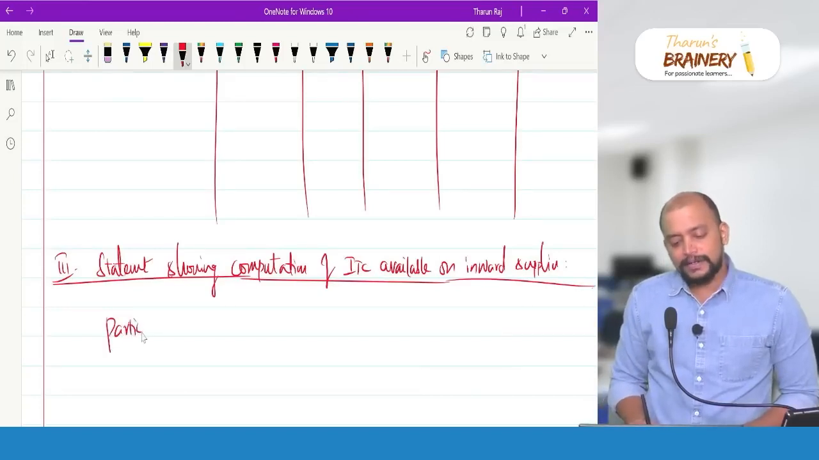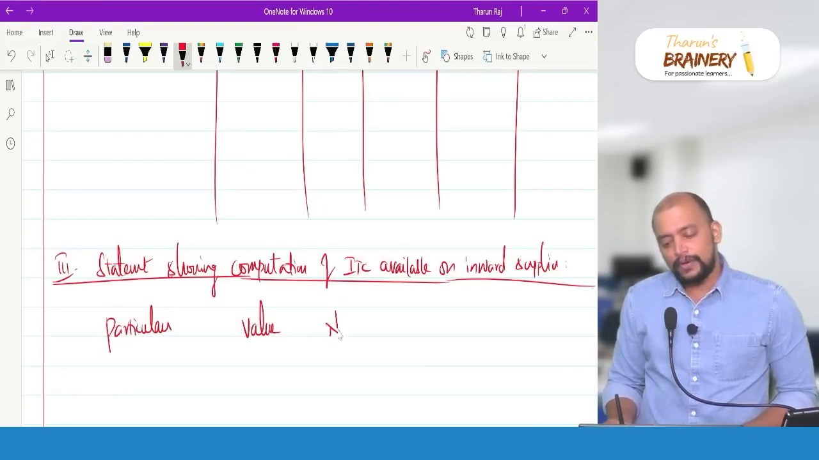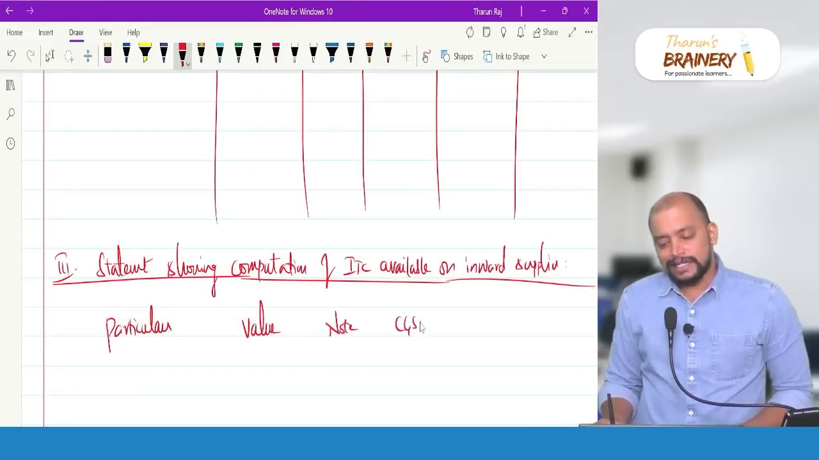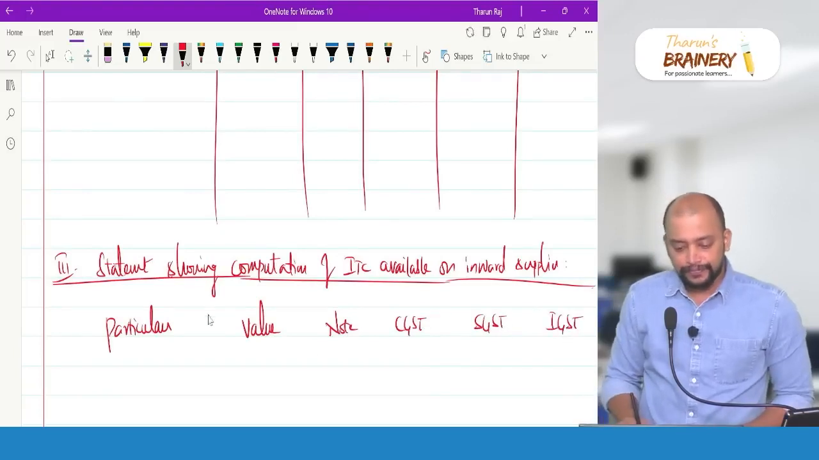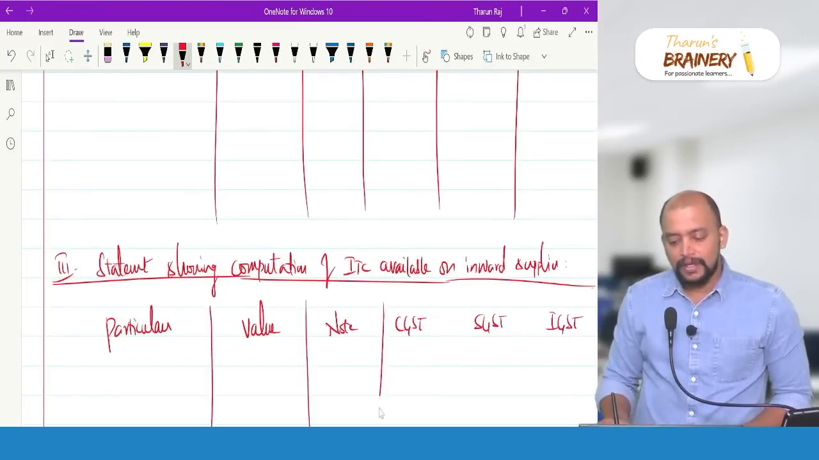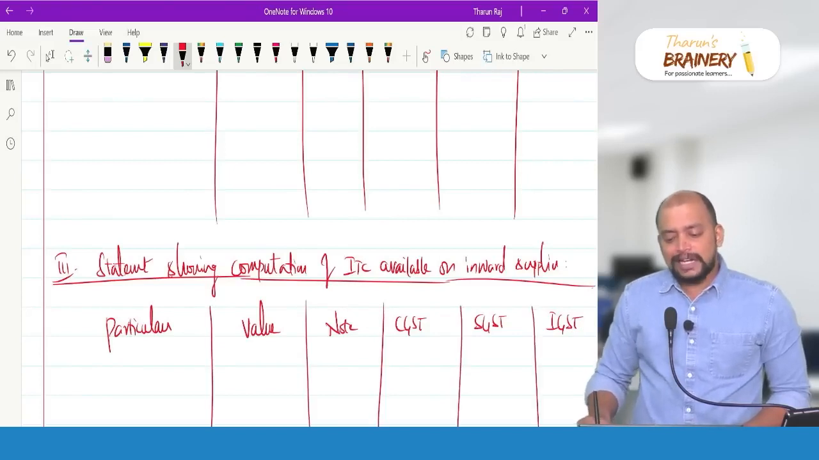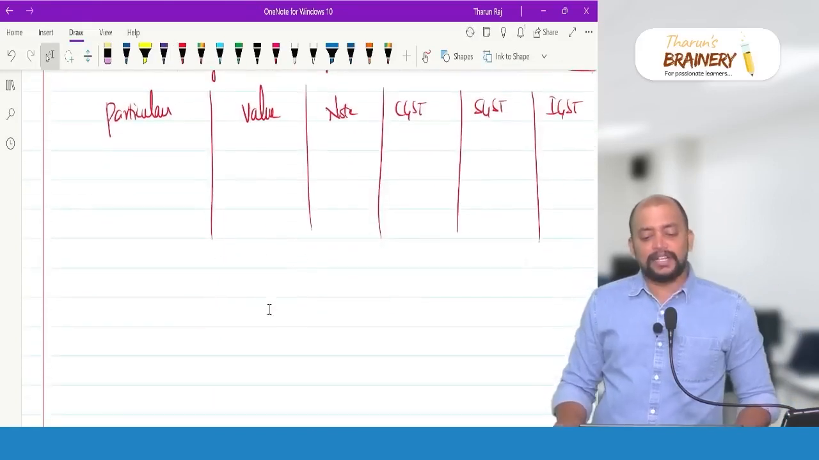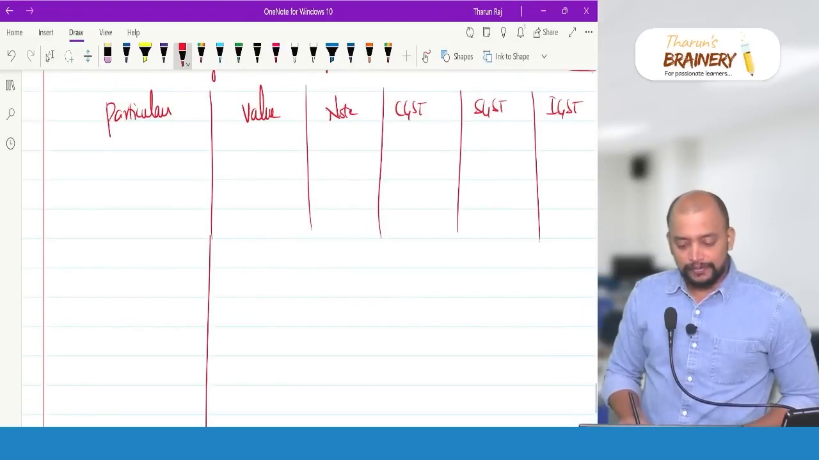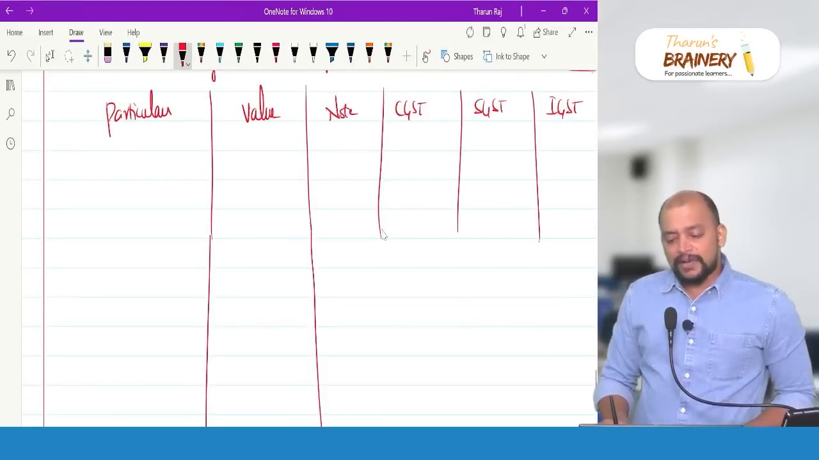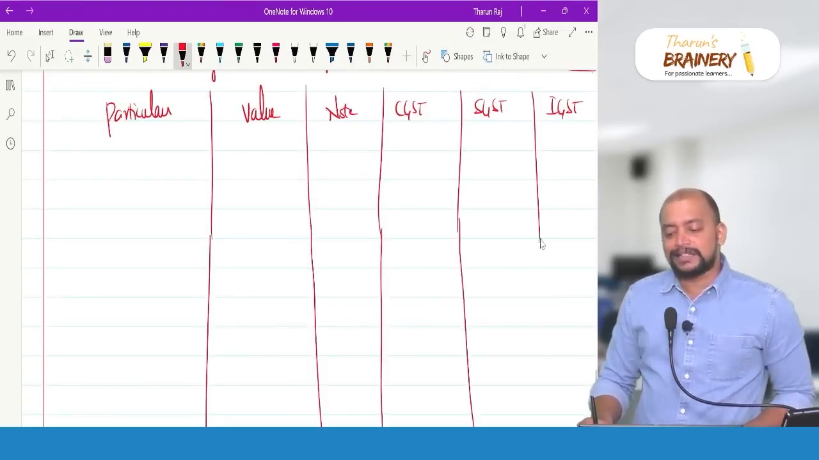Particulars, value, note, CGST, SGST, IGST. Now, the last statement is the computation of net GST liability, which we don't have to prepare now. So when we begin the question, you need to prepare these 3 statements.